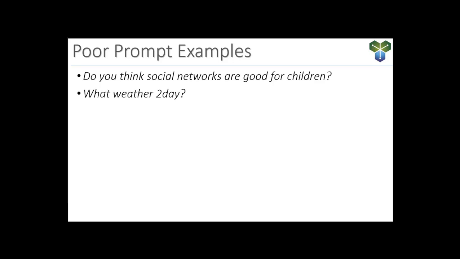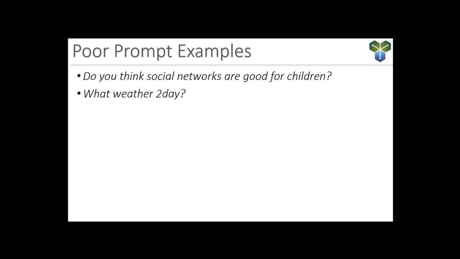So let's look at a few examples of poor prompts that are not really going to give us great results. The first prompt: do you think that social networks are good for children? Well, AI doesn't have opinions, so asking it its opinion isn't necessarily going to give us exactly what we want. It might give us a result that's useful, it might not, but just remember, AI does not have opinions. And in many cases, AI doesn't have data that is up to date for today.